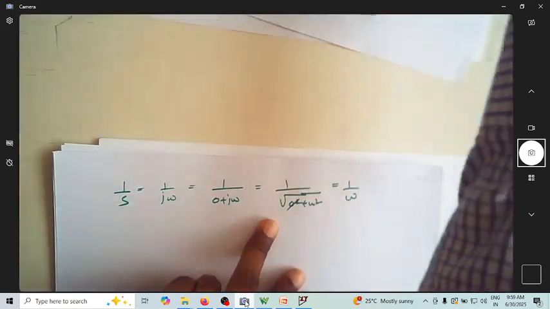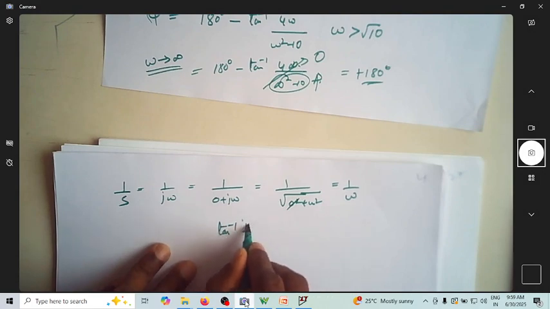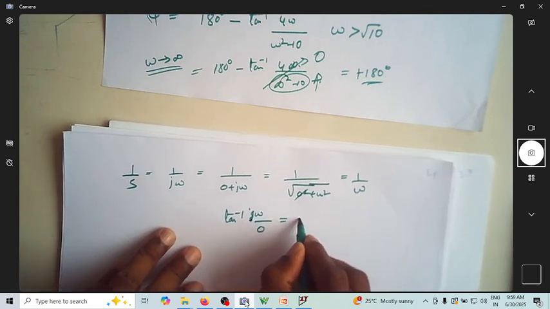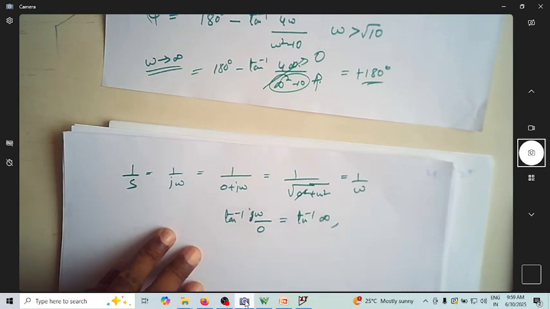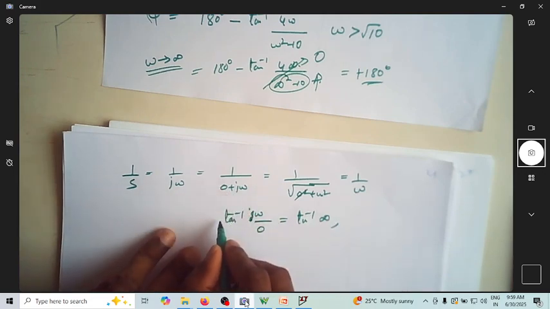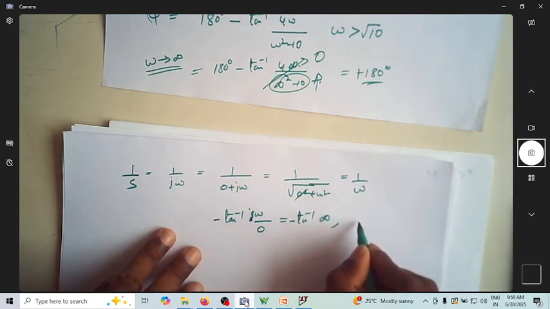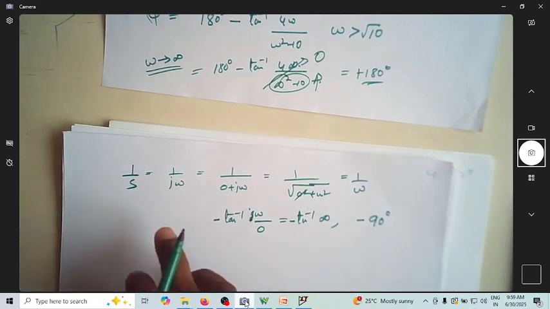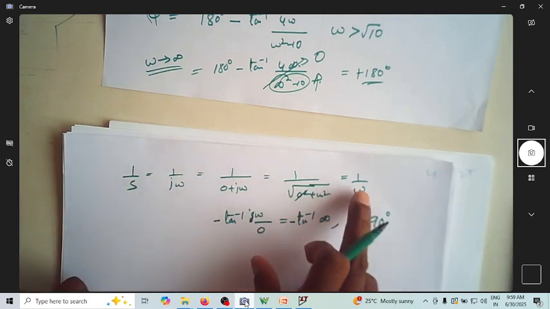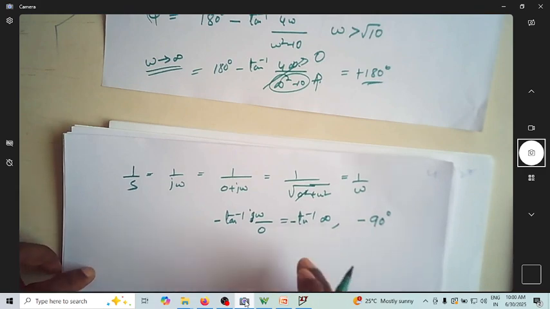How about the phase? The phase is tan inverse of omega by 0, which is tan inverse of infinity. Since this is all in the denominator, it will become negative. Tan inverse of infinity is actually 90 degrees, so this will become minus 90 degrees. So 1 over s will have a magnitude of 1 over omega, and it will have a phase of minus 90 degrees.